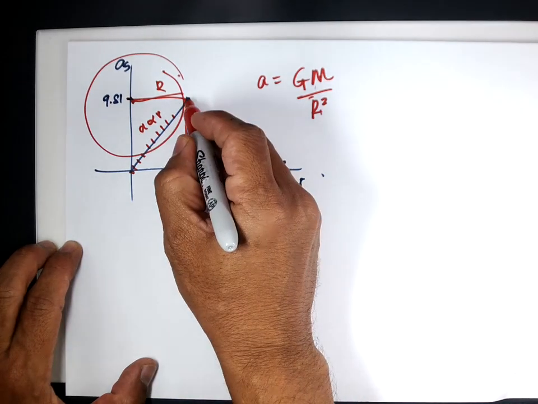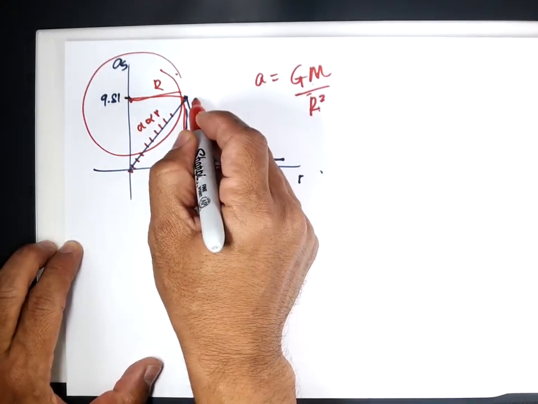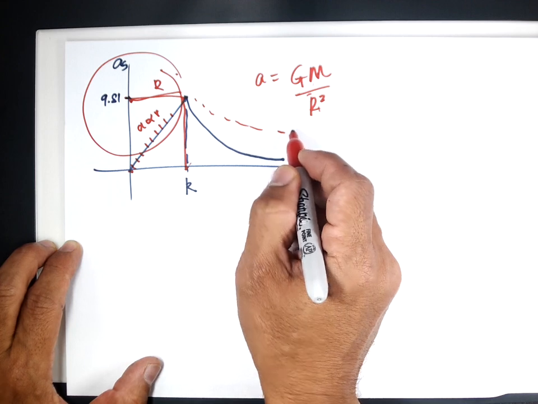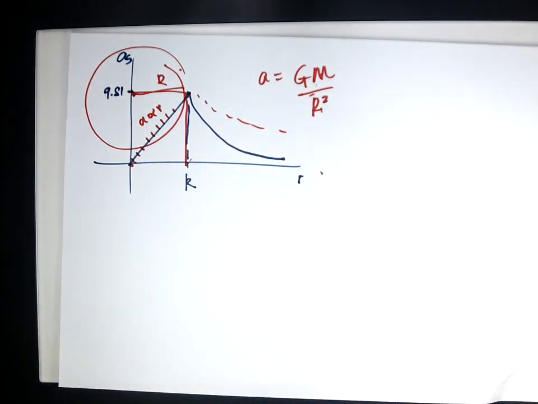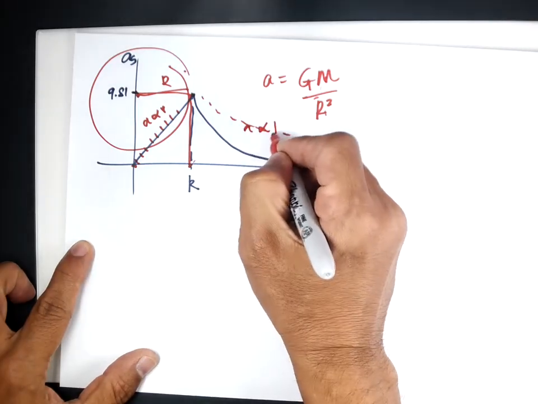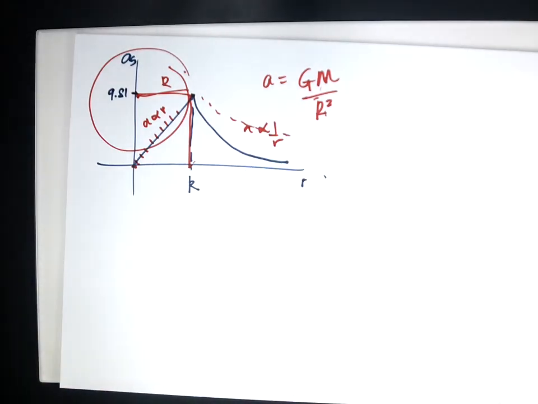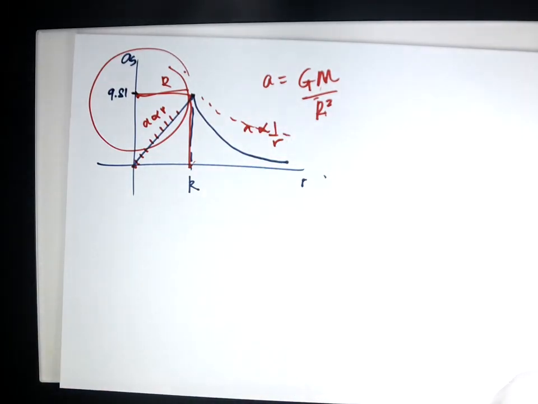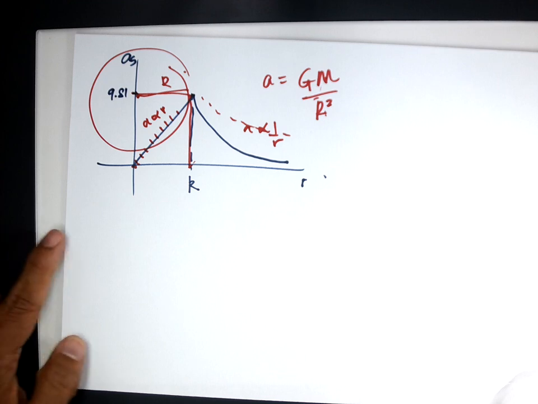Okay, then bila you meninggalkan dunia, going to the space, so you are further apart, lagi susah nak tarik. So, over here, inversely proportional. Okay, semakin jauh daripada pusat bumi, lagi susah dia nak tarik. Okay, then the other graph of V.